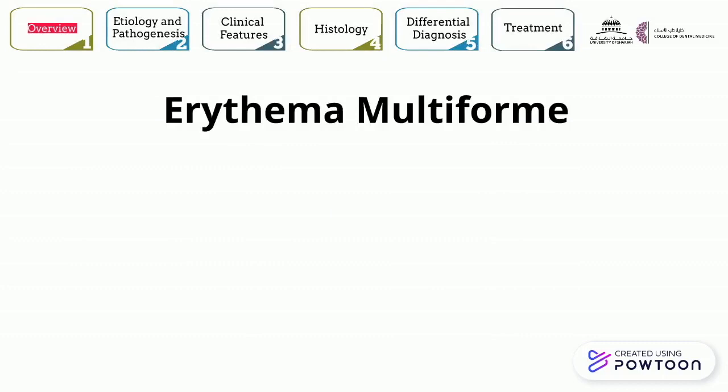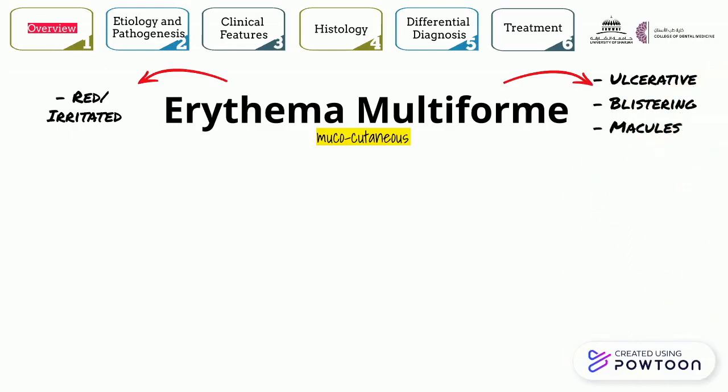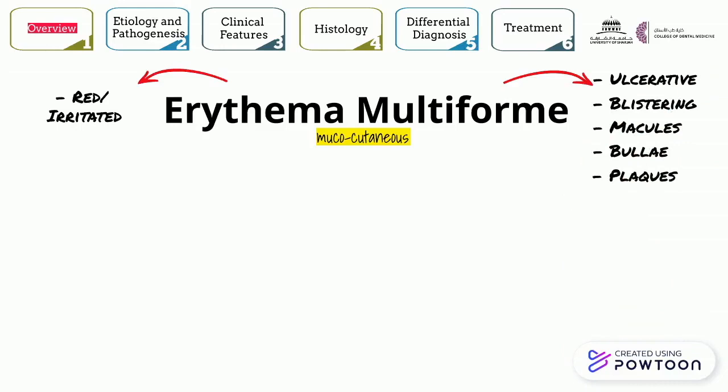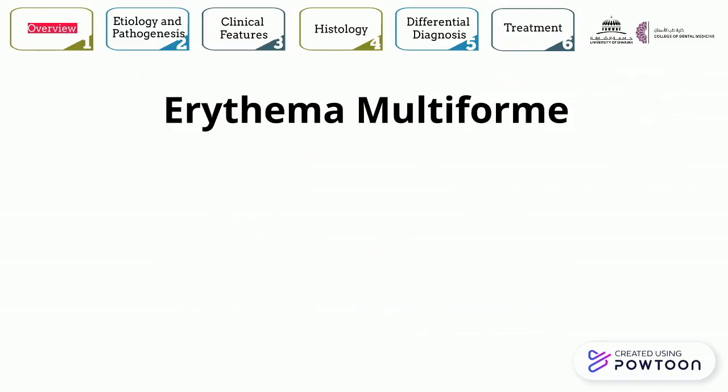From its name, Erythema Multiforme is a mucocutaneous condition manifesting as a red lesion which comes in multiple forms such as ulcers, blisters, macules, bullae, or plaques. Depending on the extent of mucocutaneous involvement and severity, it can be divided into EM minor and EM major for short. Stevens-Johnson syndrome, SJS, and toxic epidermal necrolysis, TEN, used to be classified in the EM family, but no longer are. Now that we've had an overview of EM, let's begin.